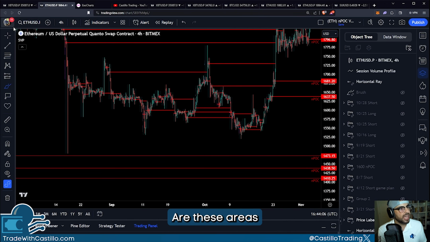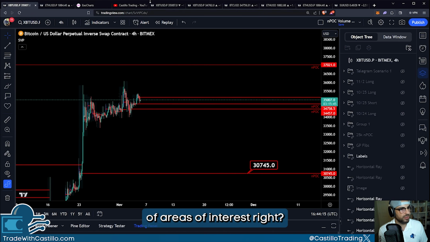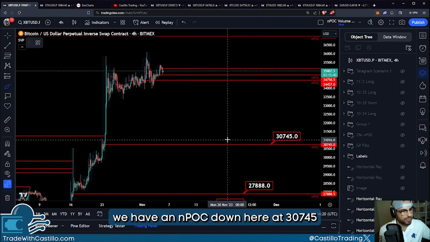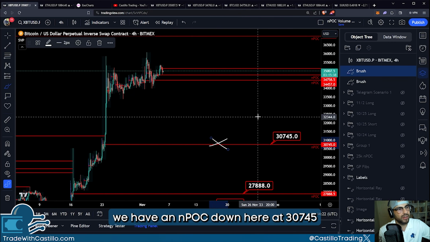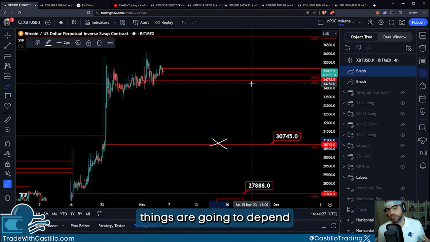Now, are these areas and these levels going to be 100% foolproof and you're going to become a millionaire overnight just by using them? No, they're levels of areas of interest, right? So just looking at BTC, we can see that we have an nPOC down here at 3,745. Now that is our next area of interest to long, and of course things are going to depend based on your time frame.